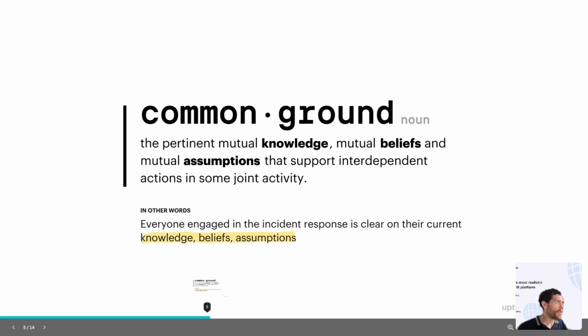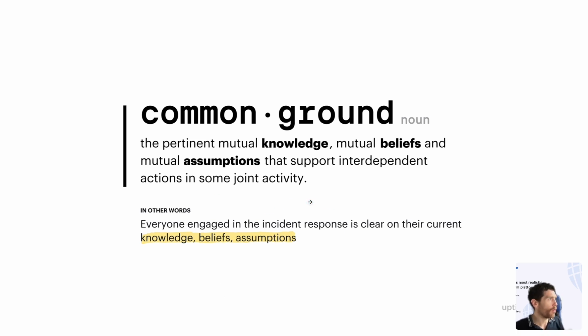Common ground is the mutual knowledge, mutual beliefs, and mutual assumptions that support interdependent actions in some joint activity. It's a bit of a mouthful, but let's start with the joint activity. The joint activity is what we're all joining the support call for during the incident. We all join, and our goal is to get the incident resolved as soon as possible, particularly if you think of a major incident.